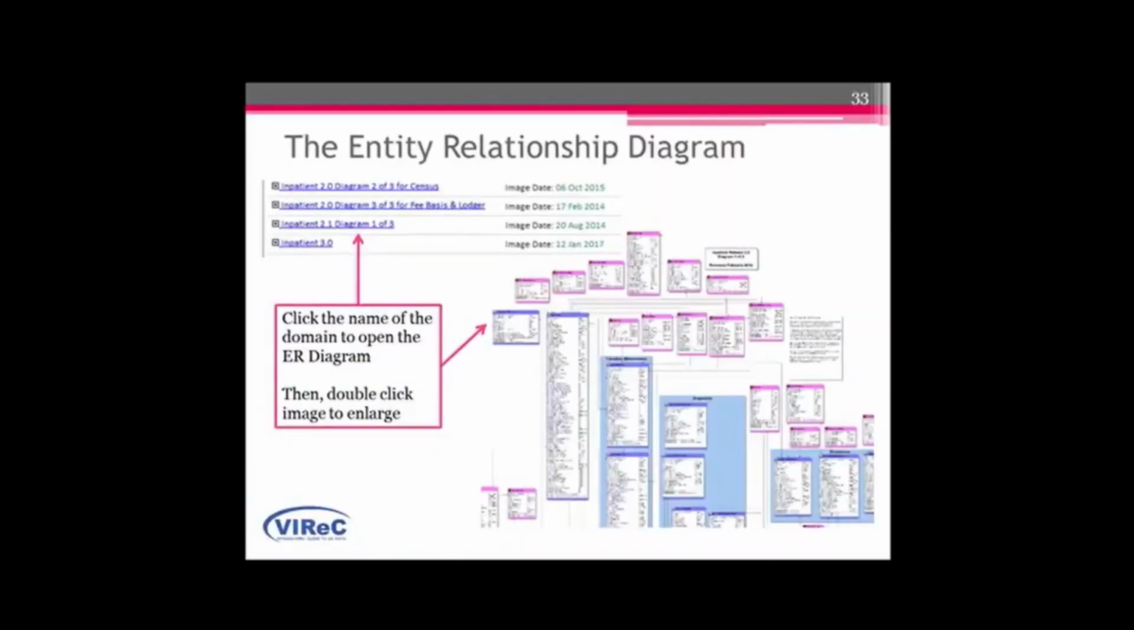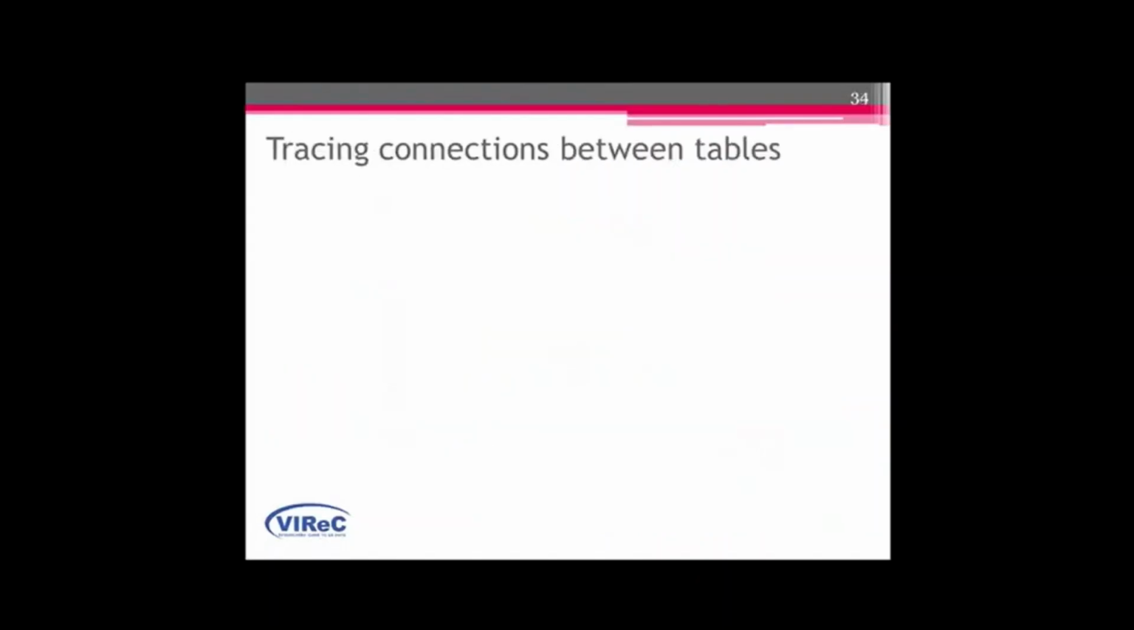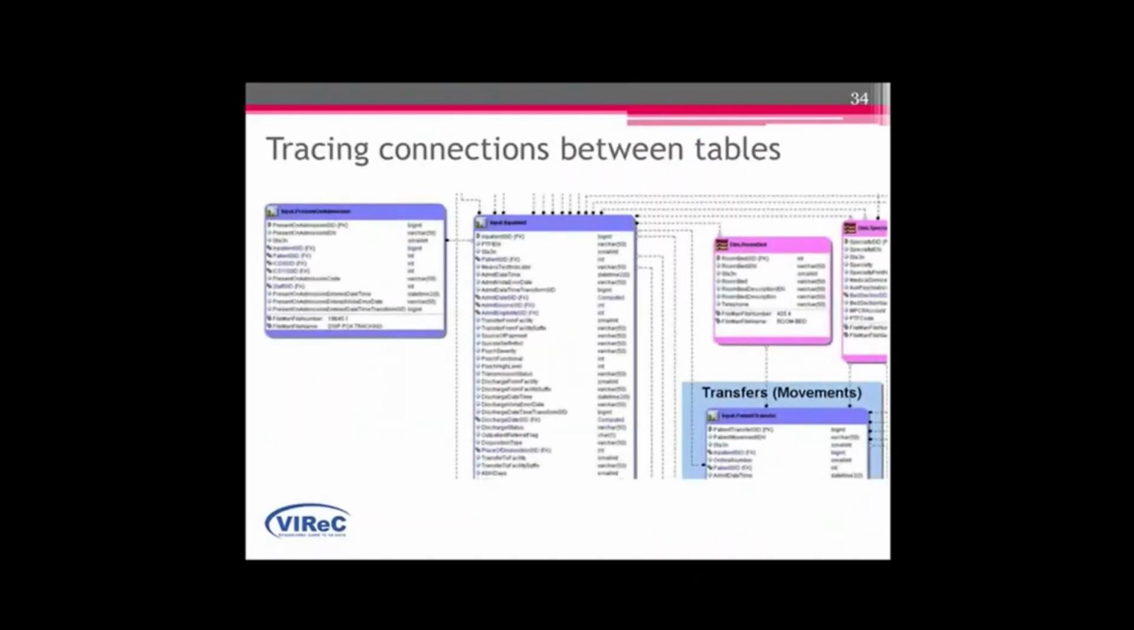So this is an example of me pressing the button, or the link to open up the ER diagram for inpatient 2.1. When I did that, a new tab will open, and you'll see the entity relationship diagram as pictured here on the right-hand bottom of the slide. Of course, this is quite small, so in order to enlarge it, you would just click on the image itself, and it will bring you in closer so that you can read what's in each one of these tables.